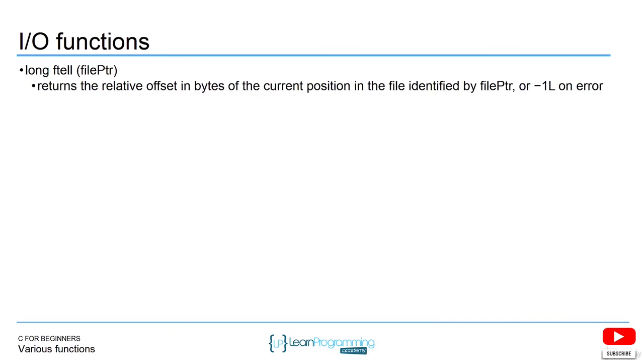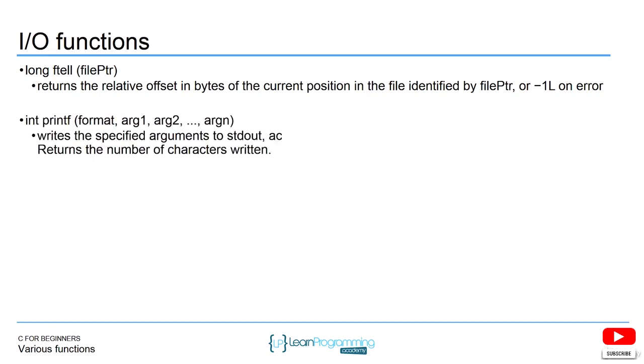We also had ftell. ftell is going to return how many bytes from the beginning you are based on the file pointer. So it's the relative offset in bytes from the current position. Not always the beginning, but the current position. We use the ftell in one of our challenges to read a file in reverse.